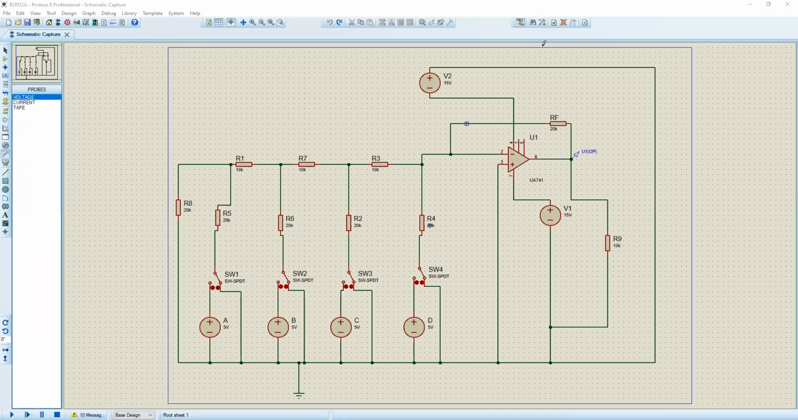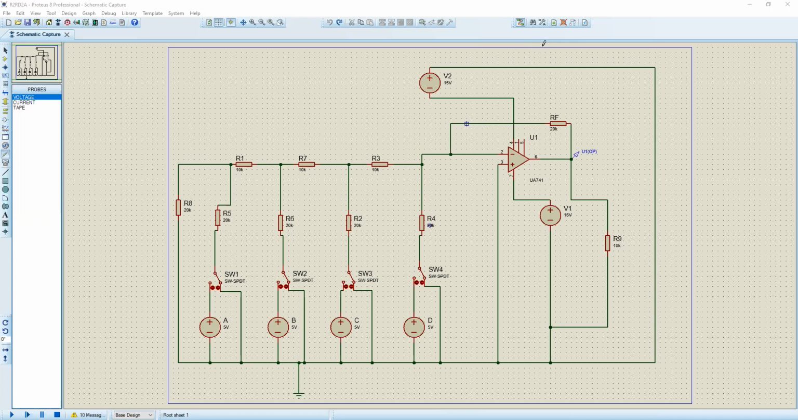In this video, we'll see the Proteus simulation of R2R digital to analog converter. So you can see the circuit on the screen. It is advantageous over the previous binary weighted adder digital to analog converter, mainly because it only needs two types of resistor. One is basically R and the other is twice R.